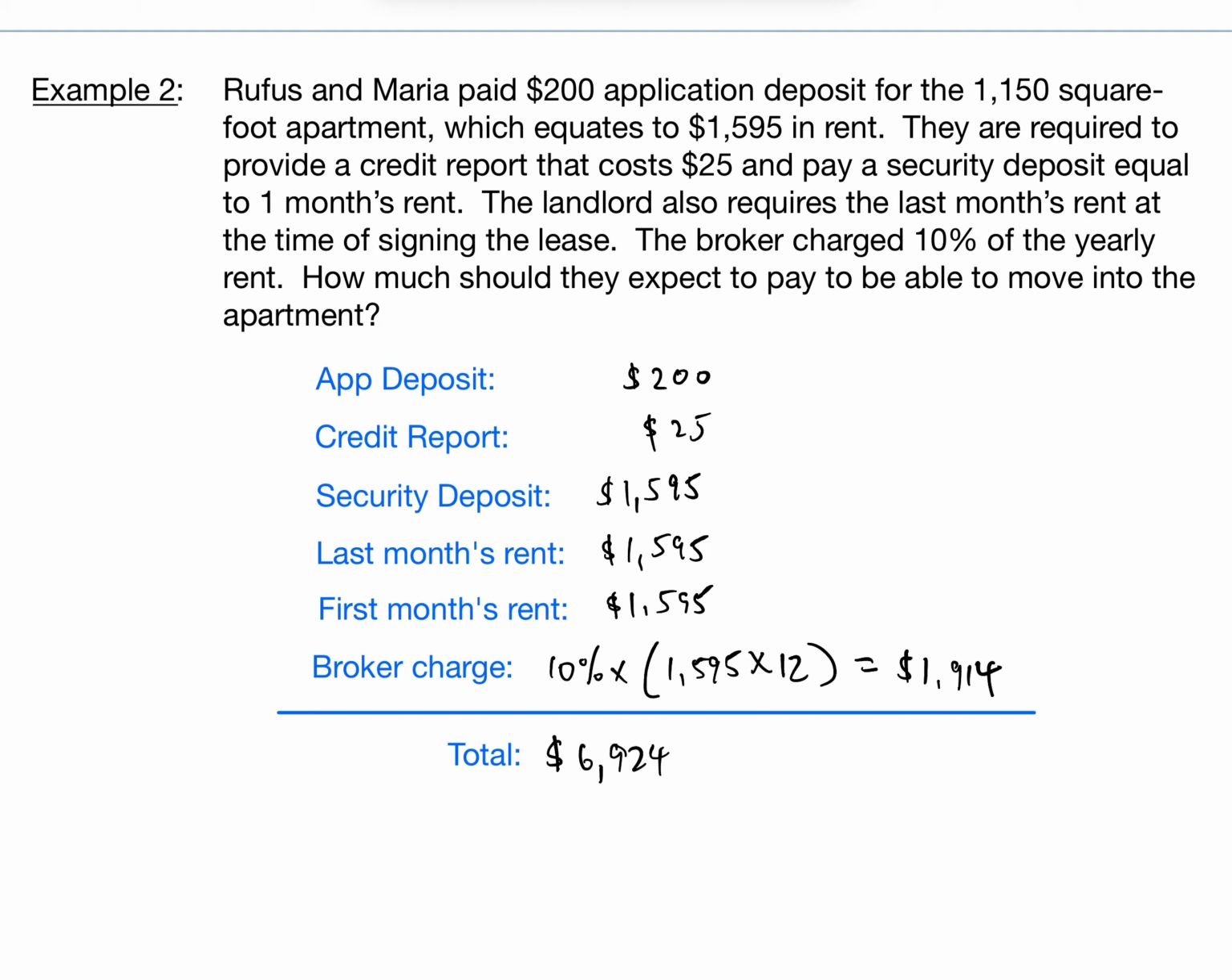So hopefully this exercise helps you to realize that if you decide to live on your own, there's a significant upfront cost that's going to take place. It's not just the monthly rent, right? So if you were to look at the advertisement and you're like, okay, I can afford that. No, that's not just it. There's all this stuff: application deposit, credit report, security deposit, first month's rent, and then of course if you use a broker to help you find an apartment, there's an additional $1,914 that you have to pay.